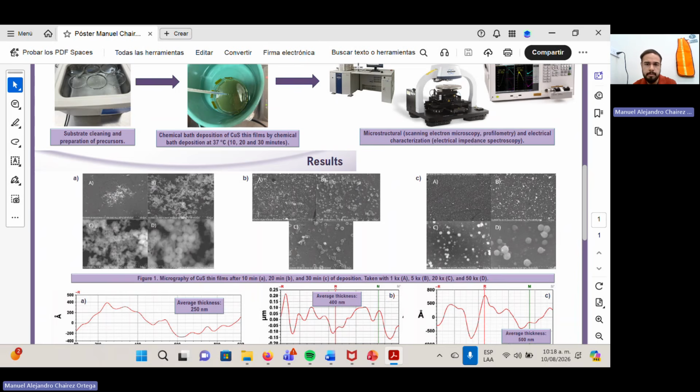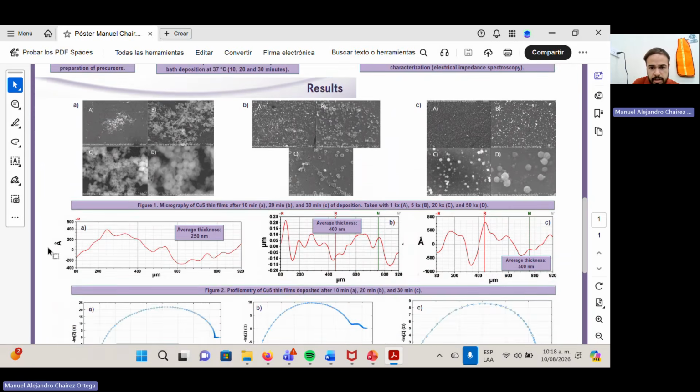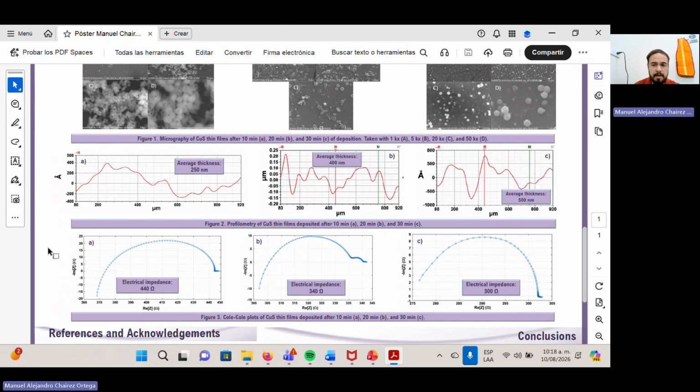To have quantitative results that support these results, first we carried out profilometry, where we have an increase in the thickness of the thin film. First, around 250 nanometers, then 400 nanometers and 500 nanometers after the complete deposition with 10, 20, and 30 minutes.